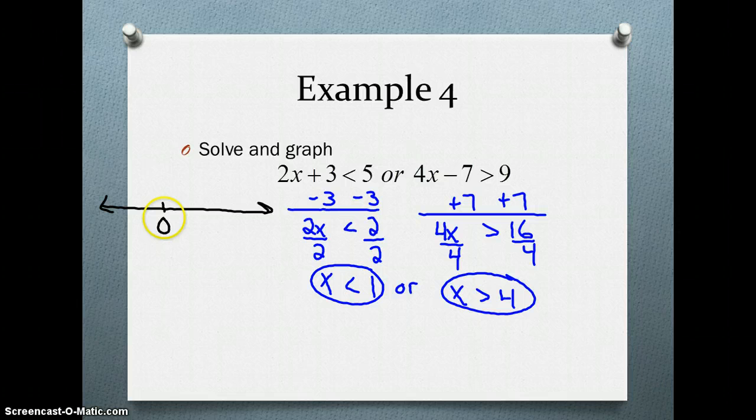Here's my 0. Here's my 1. And here's my 4. We're going to have an open circle for both of them. X is less than 1 means I go to the left of it. X is greater than 4 means I go to the right of it. So again, or inequalities go away from each other, just like we see here. And as we saw, the and inequalities go towards each other.